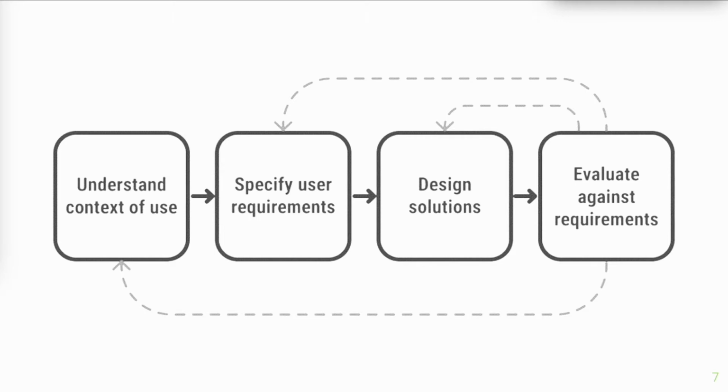Generally, each iteration of the UCD approach involves 4 distinct phases. So first, this phase. As designers working in teams, we try to understand the context in which users may use a system. And then, we identify and specify the user's requirements. A design phase follows, in which the design team develops solutions. The team then proceeds to an evaluation phase.